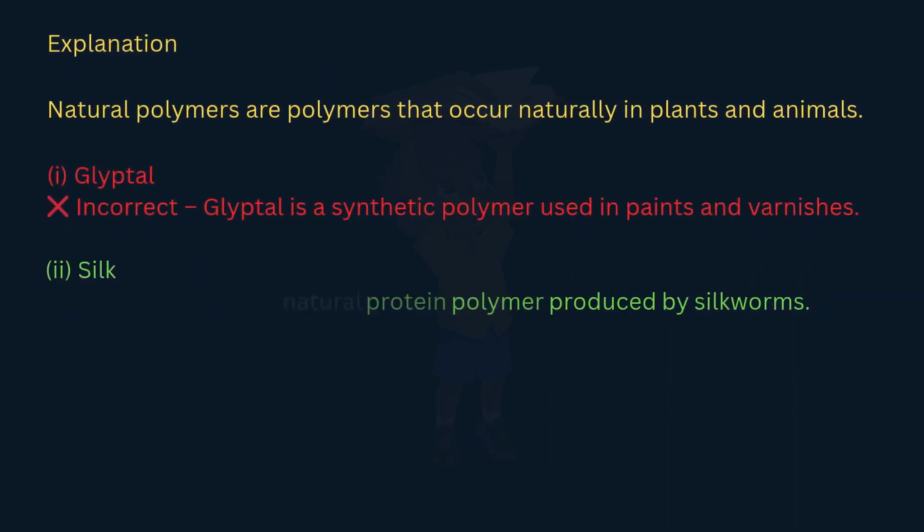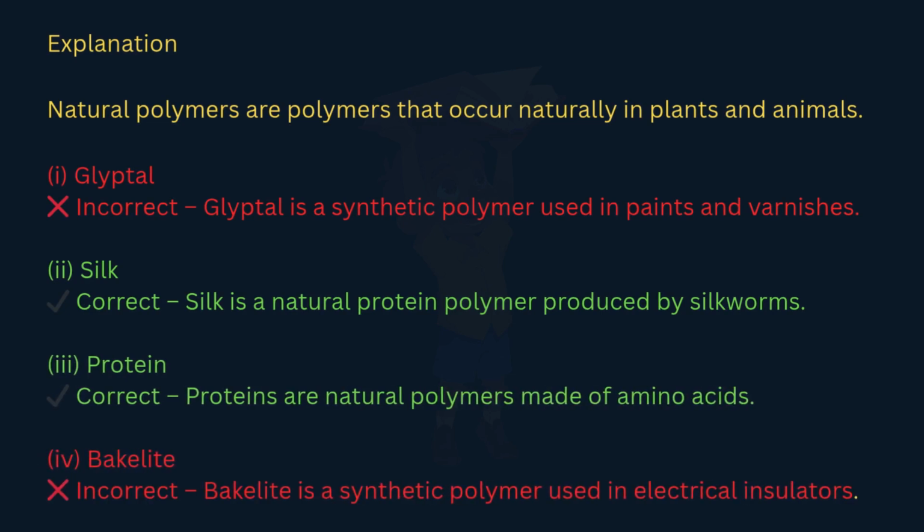Explanation. Natural polymers are polymers that occur naturally in plants and animals. 1. Glyptal is a synthetic polymer used in paints and varnishes. And the statement is incorrect. 2. Silk is a natural protein polymer produced by silkworms. And the statement is correct. 3. Proteins are natural polymers made of amino acids. And the statement is correct. 4. Bakelite is a synthetic polymer used in electrical insulators. And the statement is incorrect.